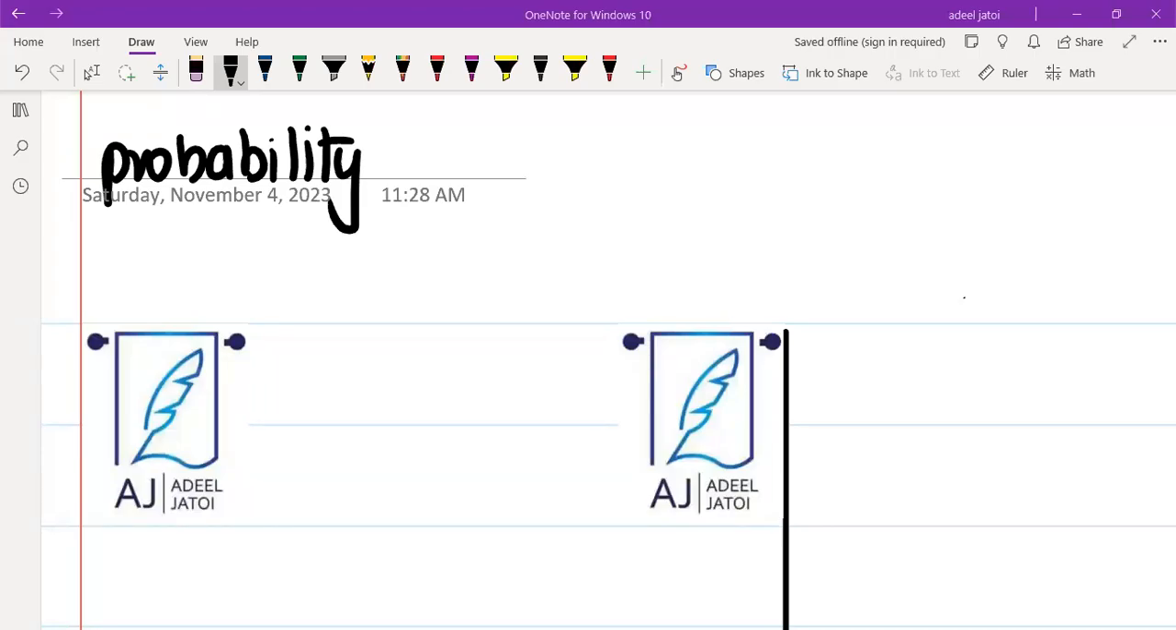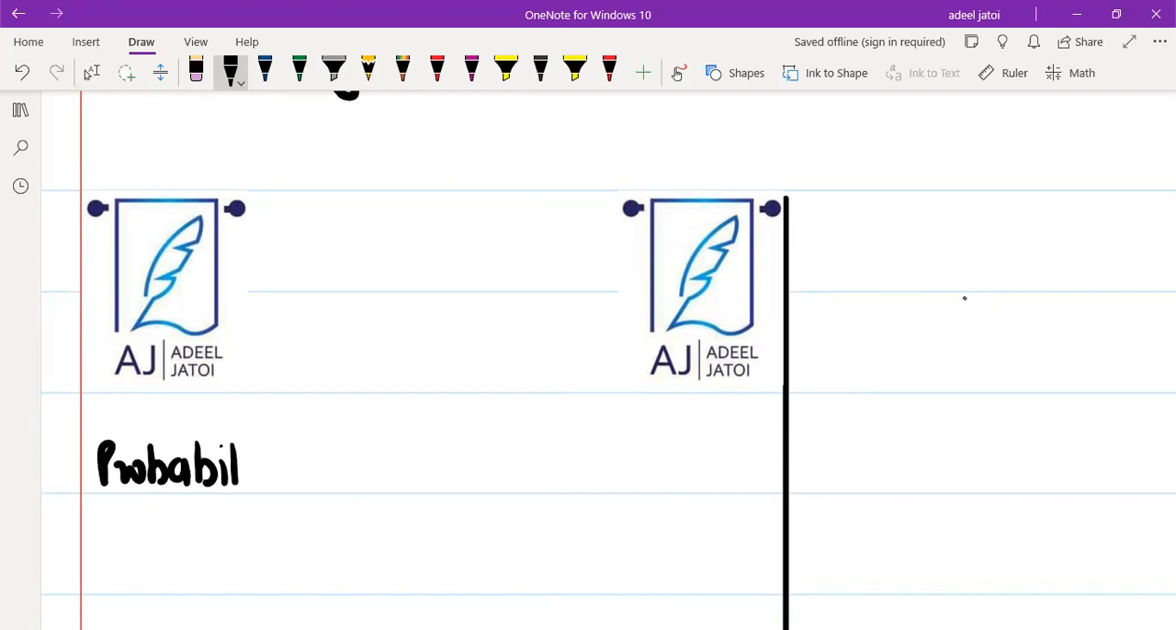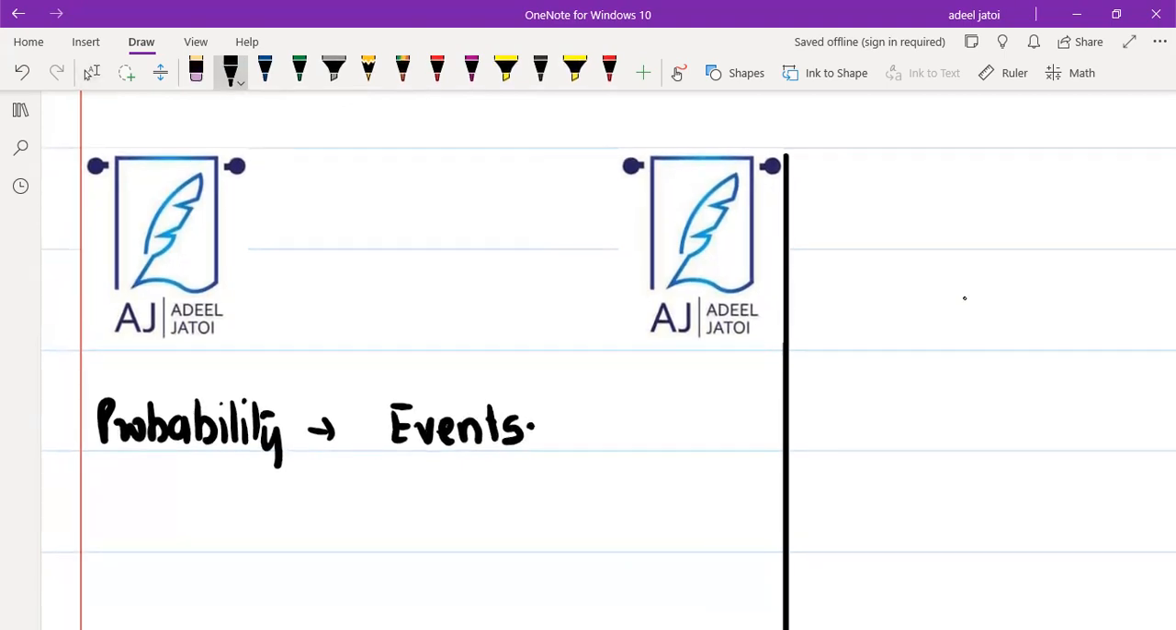Probability. Probability is basically an easy topic to gain marks. It is tested in paper 1 and paper 2 both. Now, to understand probability, you need to understand that probability is basically linked with events. And we can directly say that it is events upon total number.